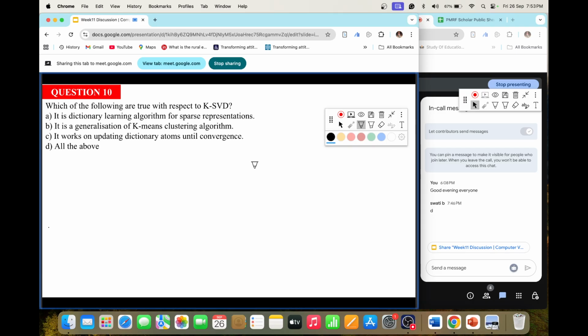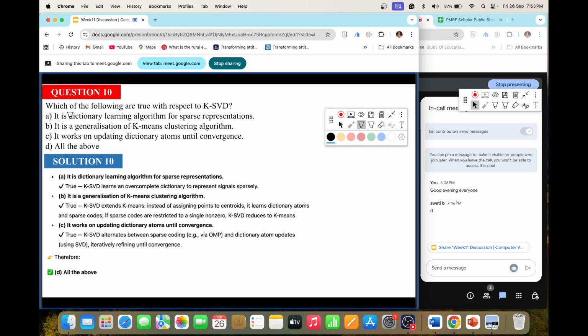Now question number 10, which of the following are true with respect to KSVD? A, it is a dictionary learning algorithm for sparse representation. B, it generalizes the k-means clustering algorithm. C, it works on updating dictionary atoms until convergence. Option D, all of the above. Again, all of the above, because we have just seen that it is a dictionary learning algorithm. I have told you it is a generalization of the k-means algorithm, because k-means is used for the first step when you are choosing a dictionary.